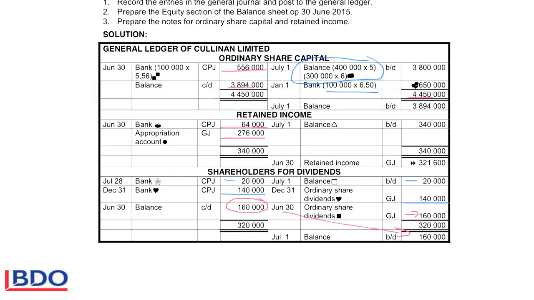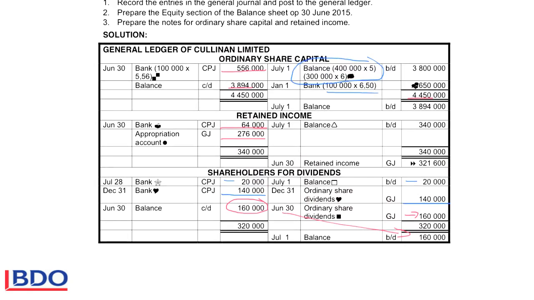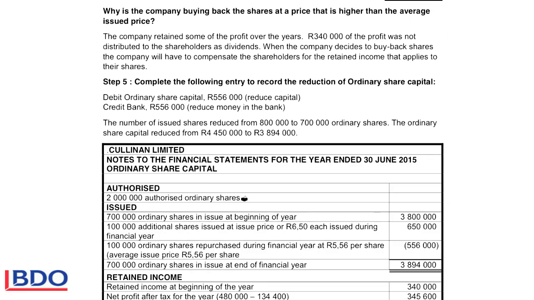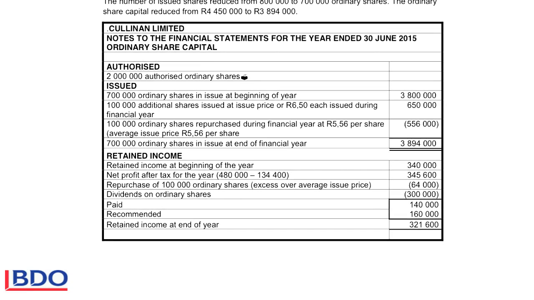If we look at the retained income, the opening balance at the beginning of the year was 340,000. The net profit, and remember the profit must be after tax because the shareholders are only entitled to the profit after tax was paid to SARS. So I will take the profit minus the tax and show that the profit after tax is 345,600.